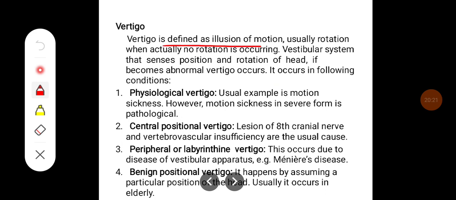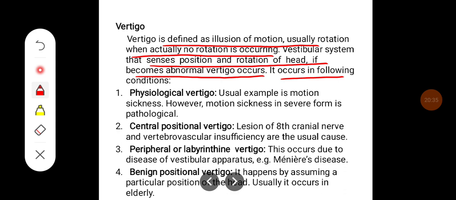Vertigo is defined as an illusion of motion, usually rotation, when actually no rotation is occurring. If the vestibular system that senses the position and rotation of the head becomes abnormal, vertigo occurs. So it occurs in the following conditions. Physiological vertigo, a usual example being motion sickness. However, severe motion sickness is pathological.